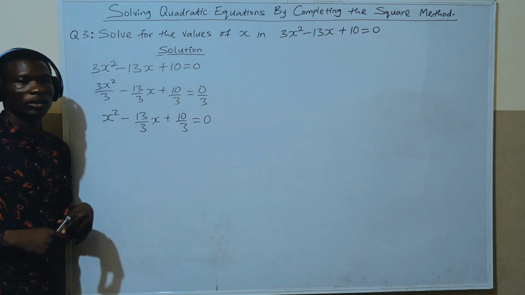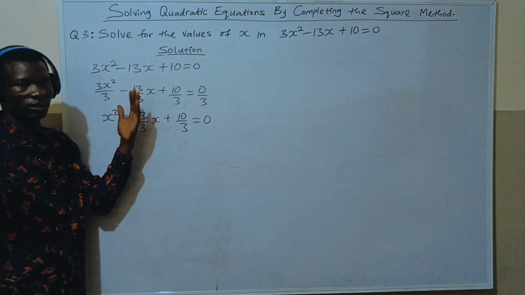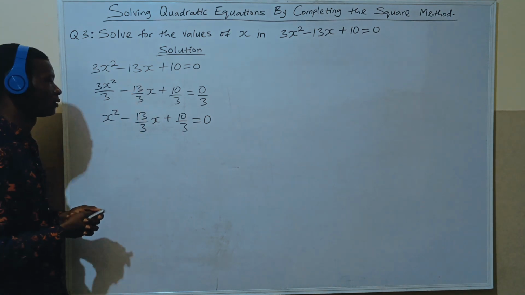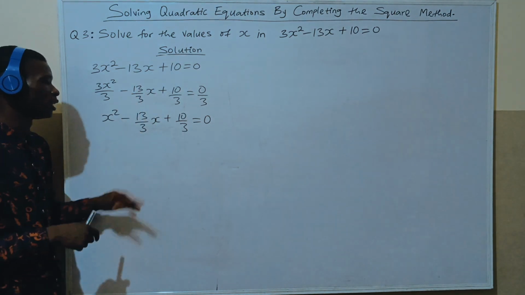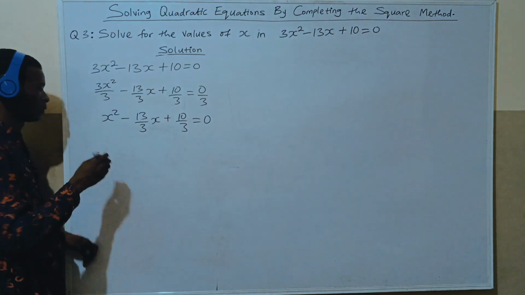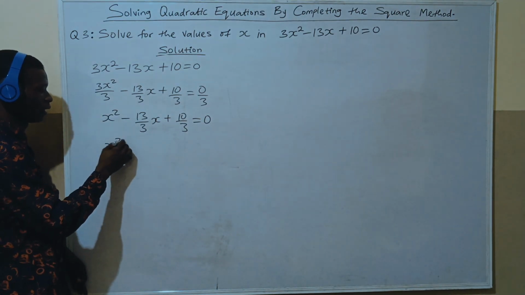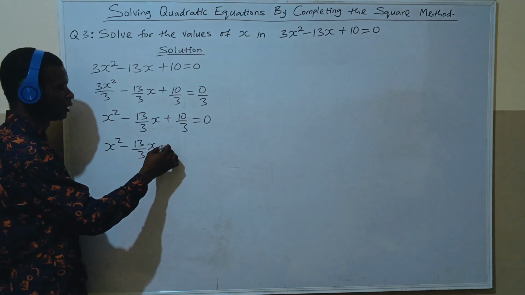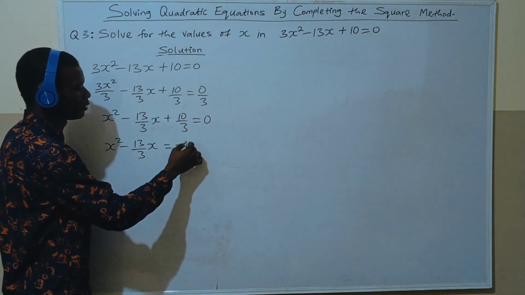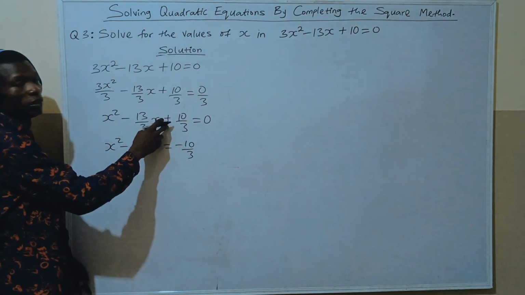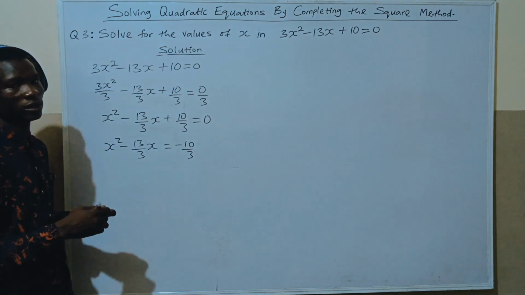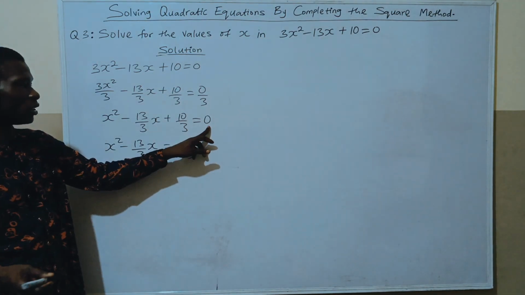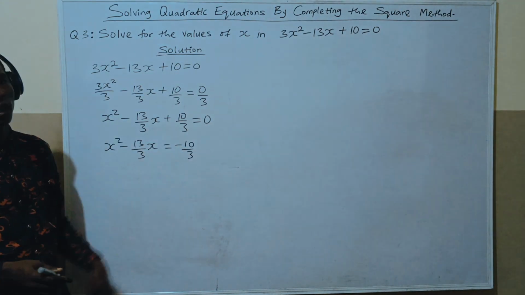So the next thing to do now is to proceed as we did in previous times. The first two questions, we are going to isolate the constant term, and that's going to be by writing it as x squared minus 13 over 3 x equal to negative 10 over 3. So if plus 10 crosses the equal sign, it's going to be what? Minus 10 over 3. Because of course 0 minus 10 over 3 will be negative 10 over 3.